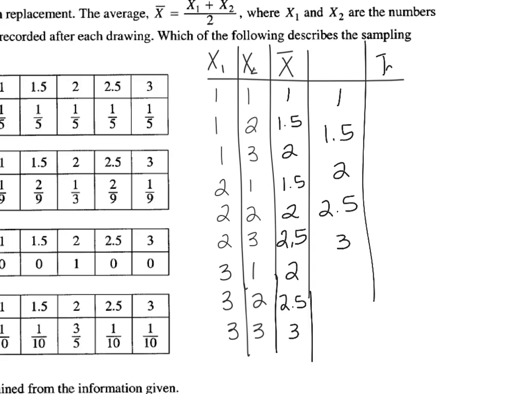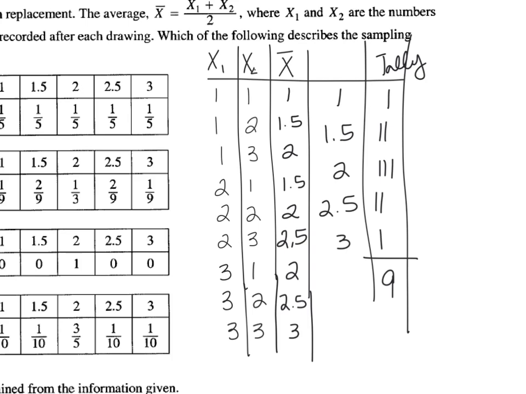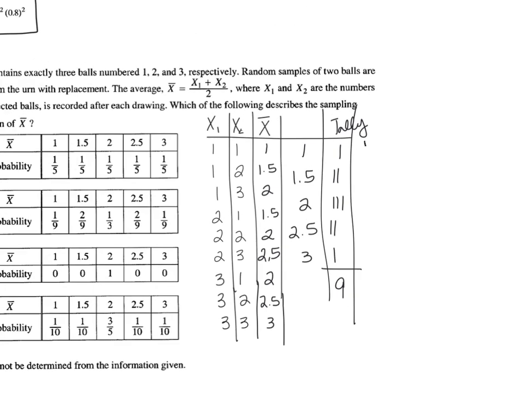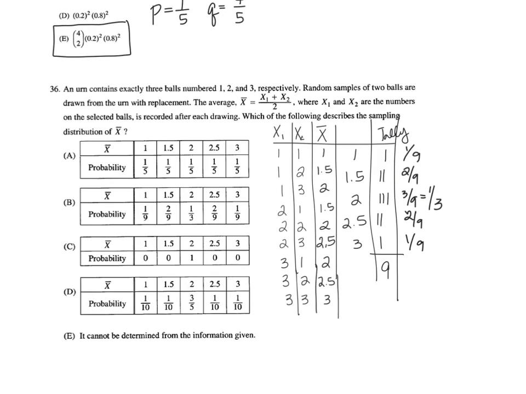And I'll tally it. So how many times does a 1 occur? Once. 1.5 occurs twice. 2 occurs 3 times. 2.5 occurs twice. And 3 occurs once. So there are a total of 9 outcomes. 1 plus 2 is 3, plus another 3 is 6, plus another 3 is 9. So we're looking for a tally. This would be 1 out of 9, 2 out of 9, 3 out of 9, which is 1/3, 2 out of 9, and 1 out of 9. So the one that matches with that would be letter B.